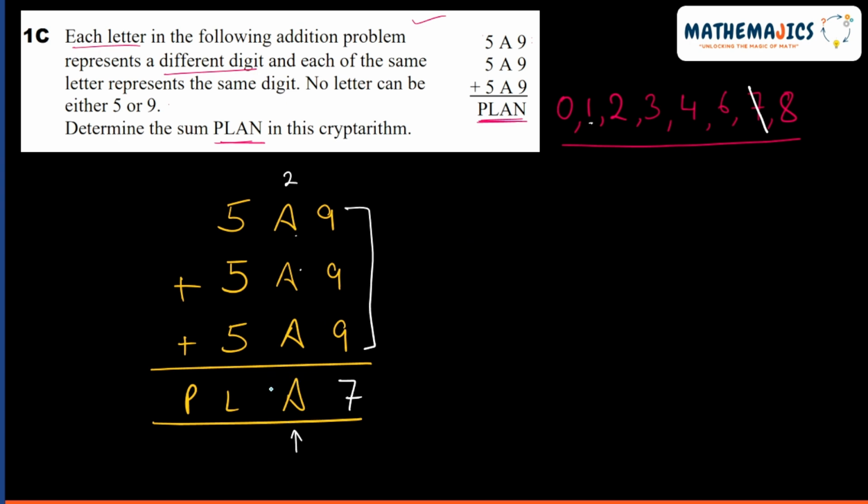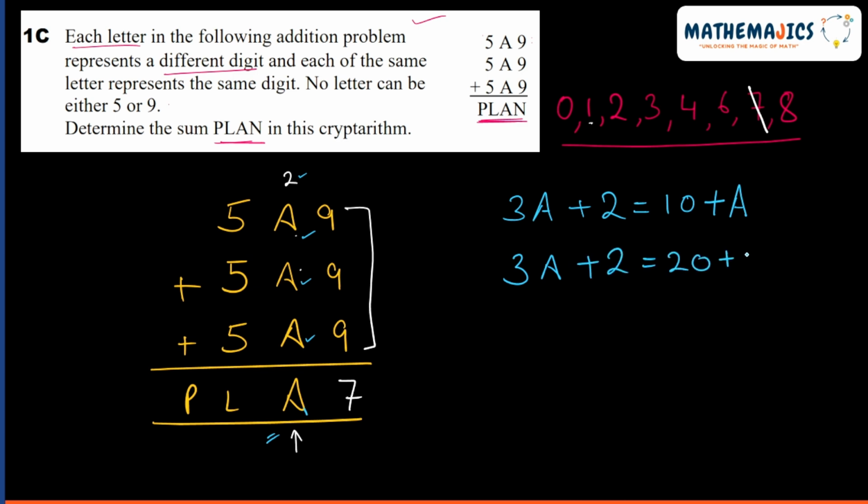As I told you, this A is a double digit number. So that means 3A. Why 3A? These A added together gives us 3A and plus 2 gives us a double digit number. Double digit means more than 10, 10 plus A. That's why the digit A is repeated here. Or it may happen that 3A plus 2 gives us a double digit number more than 20. This is also possible. So let's try to solve these two equations to find the value of A.